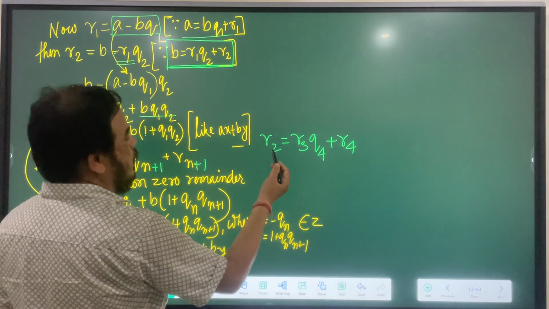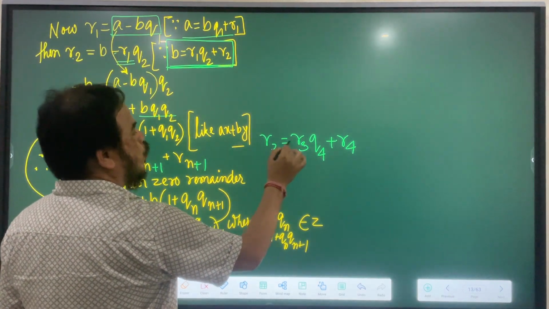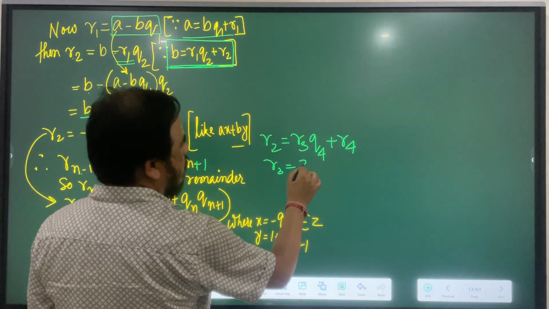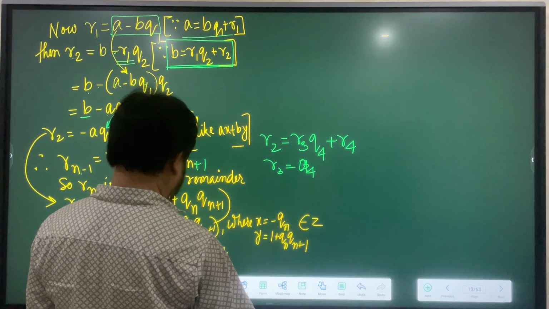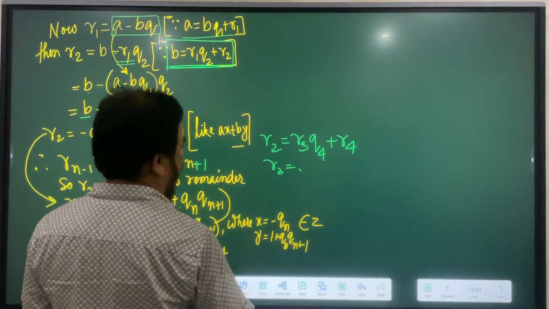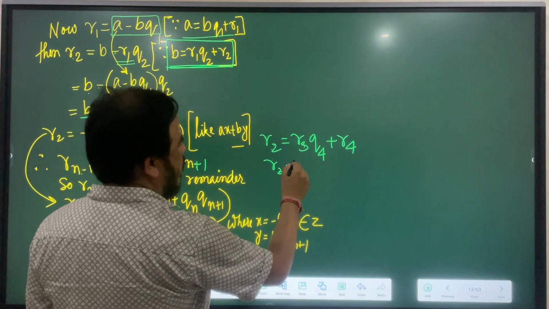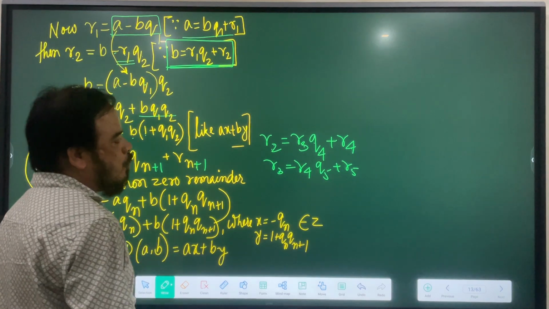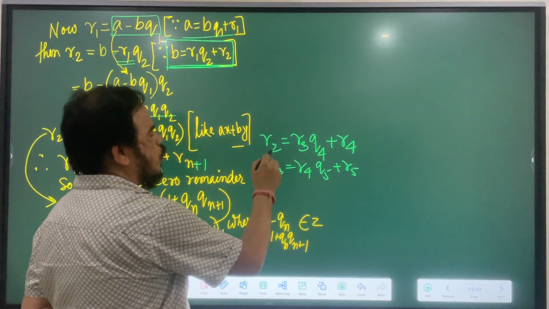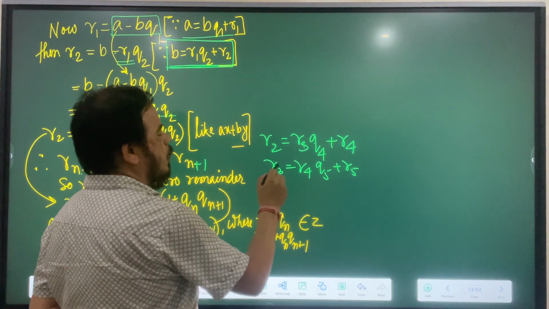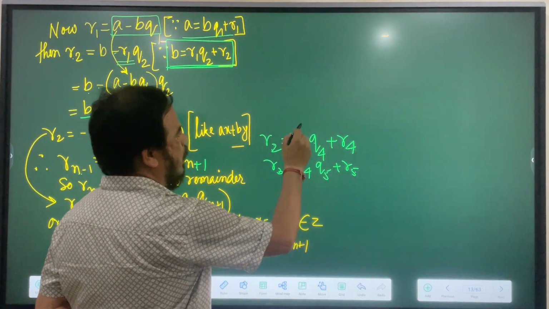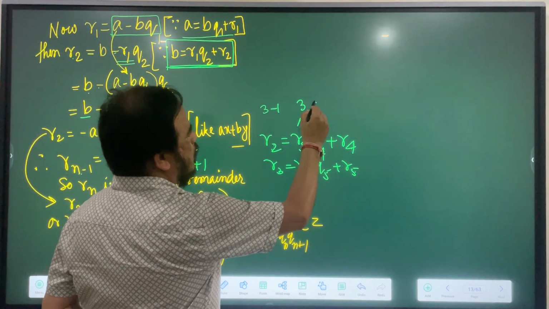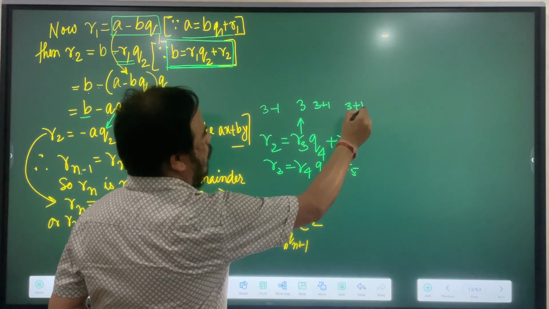So that means how it is. If it is R3, 2 becomes 3, 3 becomes 4, Q becomes 5, R becomes 5. So how do we understand? That means 3 minus 1, 3 plus 1, 3 plus 1. I hope you understand.